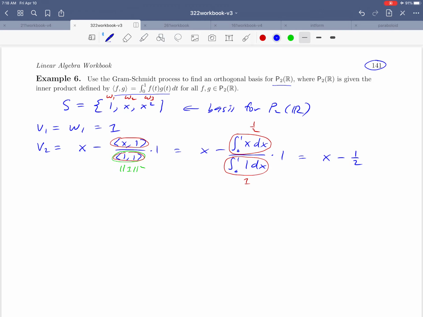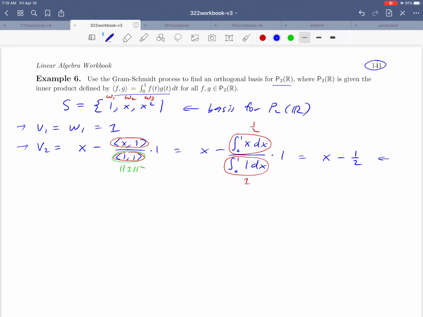Now a comment here. This fraction 1 over 2 that we have is a ratio, and so if we left our V2 the way it is, it might complicate our future calculations. It would be nice if we had a polynomial without a fraction in it like that. So I want to make an observation here. V1 and V2 are orthogonal to each other. The Gram-Schmidt process guarantees that that's true. So would that change if we took this x minus 1/2 and scaled it, multiplied by a scalar?